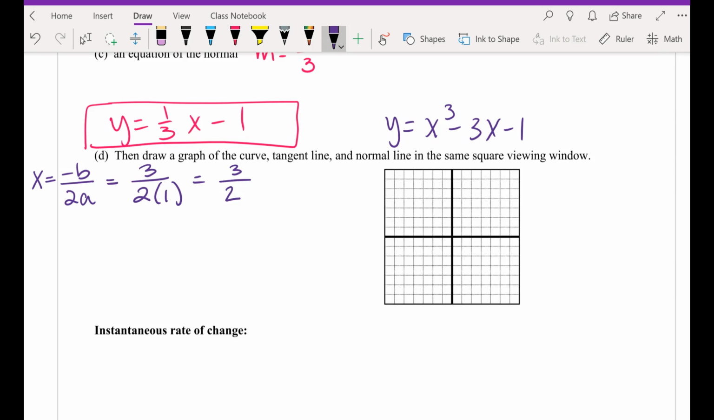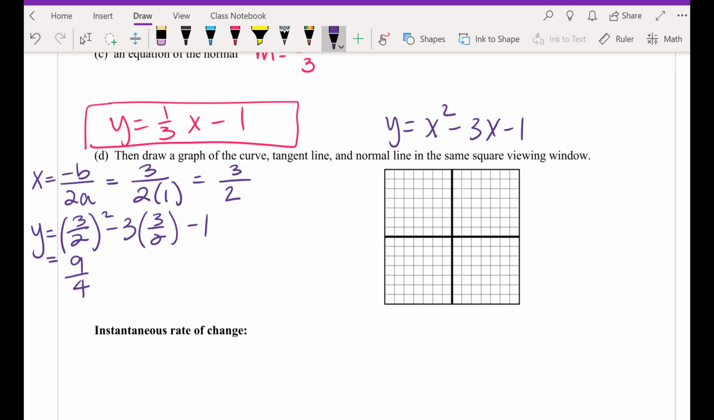How do we get, Trey, the y coordinate of the vertex? Yep, let's plug it in. Here we go. 3 over 2 squared minus 3 times 3 over 2 minus 1. 3 over 2 squared is what, Alex? 3 over 2, squared. No, squared is a square. Well, it's 9 over 4. 9 over 4, good.